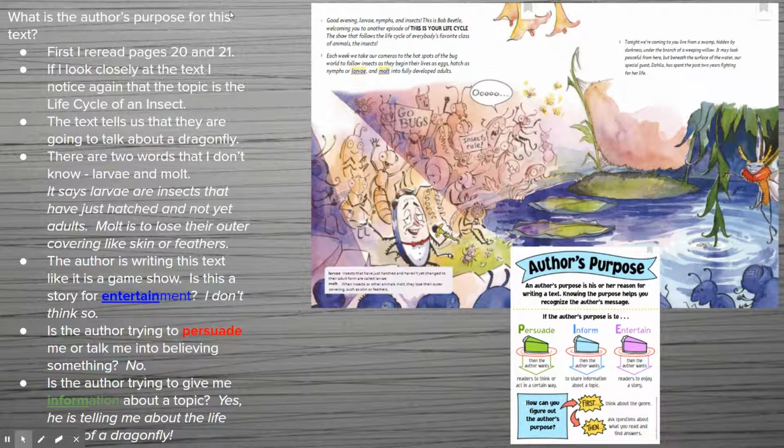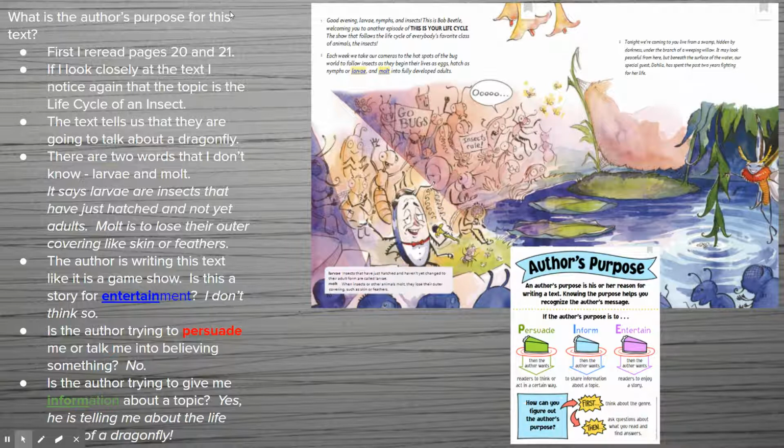So the text tells us that we're going to talk about a dragonfly, and there were 2 words that I didn't know, and fortunately, they were bold, and at the bottom of the page, it says larvae are insects that have just hatched and are not yet adults. Molt is to lose their outer covering like skin or feathering.